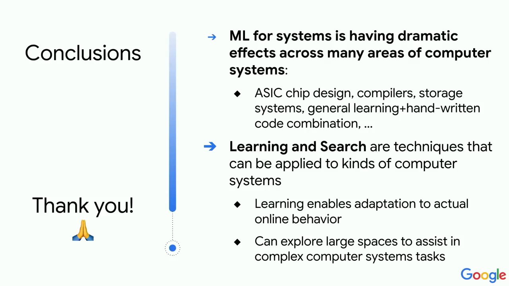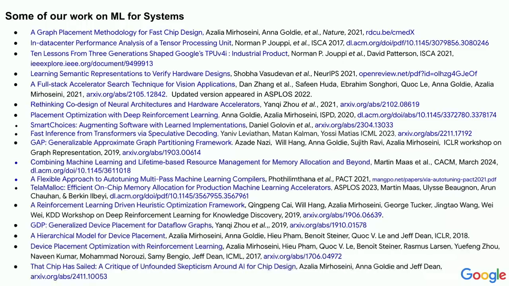Okay, so in conclusion, ML for systems is having dramatic effects across many areas of computer systems. Learning and search are super important. Use those, they're your friend. And thank you very much.